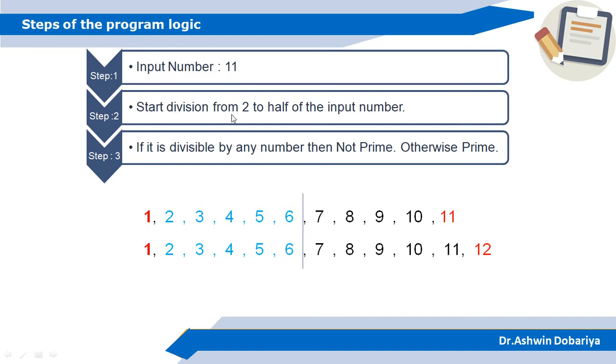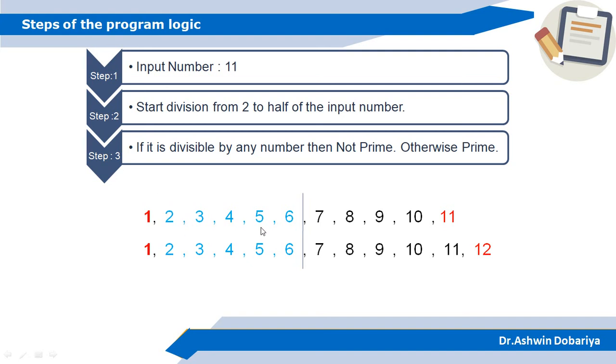We always start the division from the second number, because 1 always divides all other numbers, right? So here we will start the division with 2 and go up to half of the input number. Why half of the input number, and not up to the complete number? Suppose our input number is 11. Then we start the divisibility process from 2.